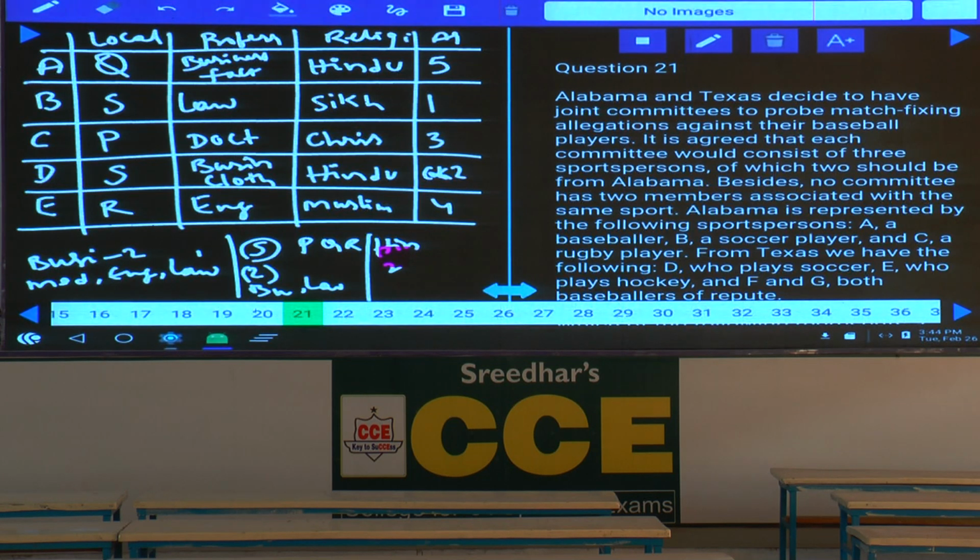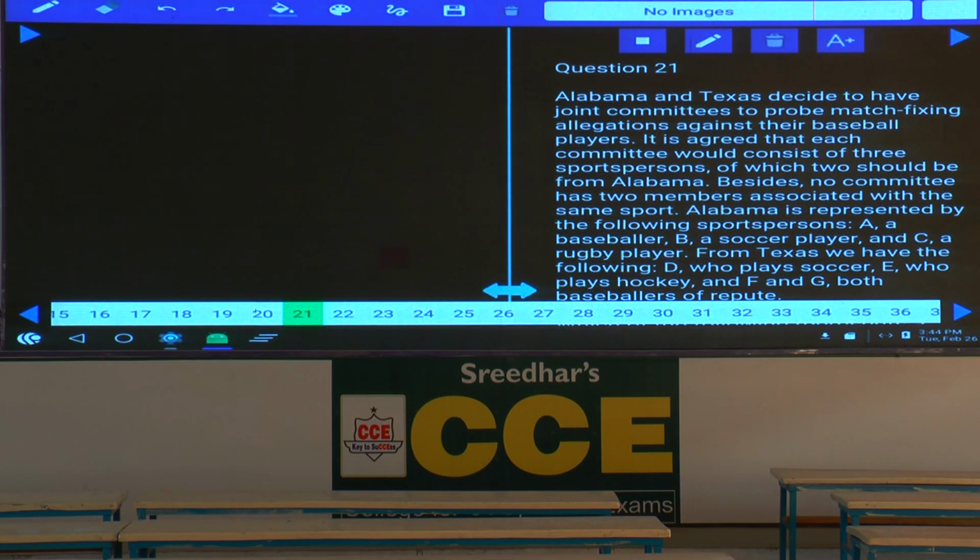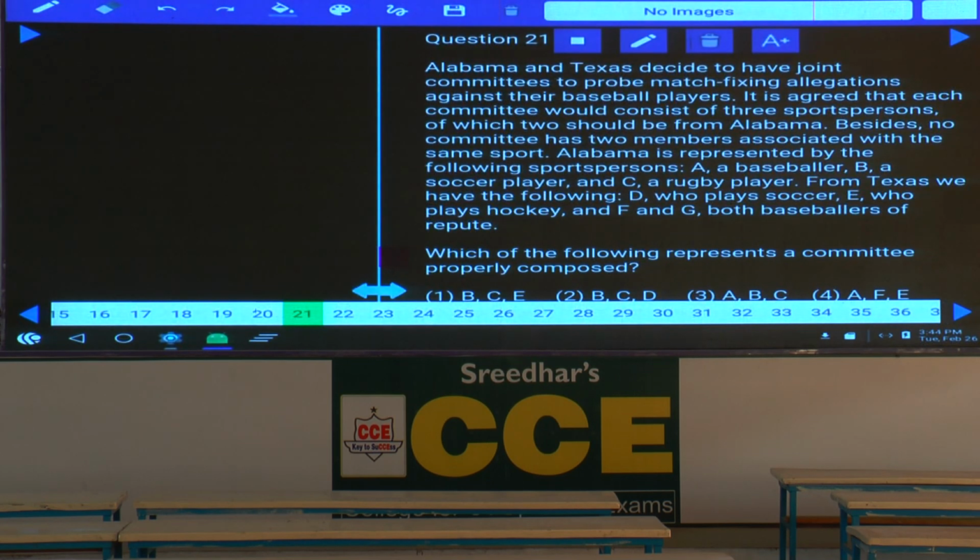Alabama and Texas decide to have joint committees to probe match fixing allegations against their baseball players. It is agreed that each committee would consist of only 3 sports persons. Now, how many sports persons should be there? There must be exactly 3, out of which 2 are from one side and 1 from the other side. 2 are from Alabama, isn't it? Each committee, of 3, should have Alabama.